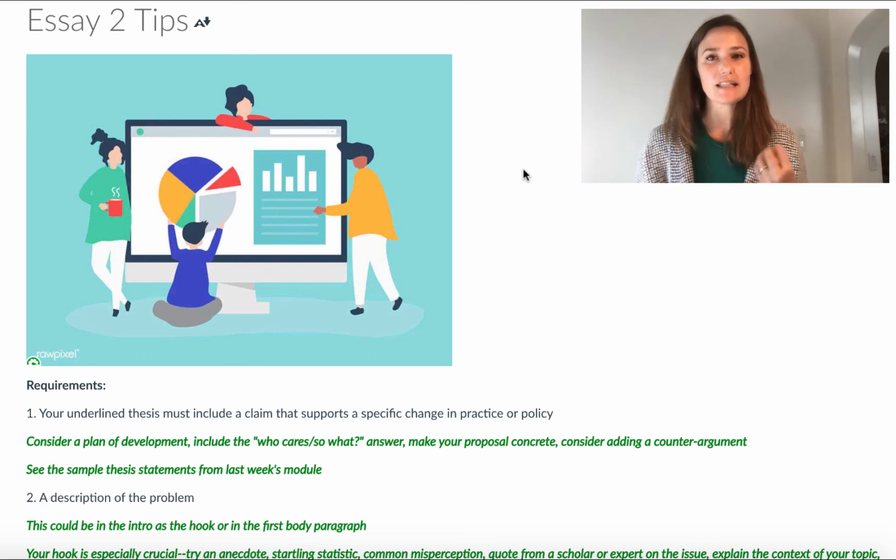Make sure your proposal is concrete. It should be something specific that could actually happen. And of course, it should be feasible. If it seems like it might not be feasible, you would want to explain why it's financially feasible or possible. And then consider making your thesis more debatable by adding a counter argument or making some sort of concession within your thesis. I always like a thesis that begins with an although clause that includes your debatable claim plus a so what. So do take a look at those sample thesis statements from last week.